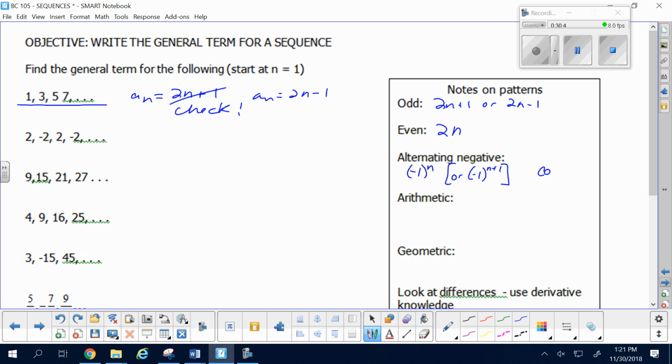Rarely, but once in a while, you'll see this used for when teachers are trying to make you think a little bit. Cosine of pi n. Wouldn't you agree that that would go between cosine of pi, which is negative, cosine of 2 pi, which is positive, cosine of 3 pi, which is negative, 4 pi is positive. So that's another way of alternating. But that is used less than this. Would you do number 2, please? Would you write the rule for number 2, general term?